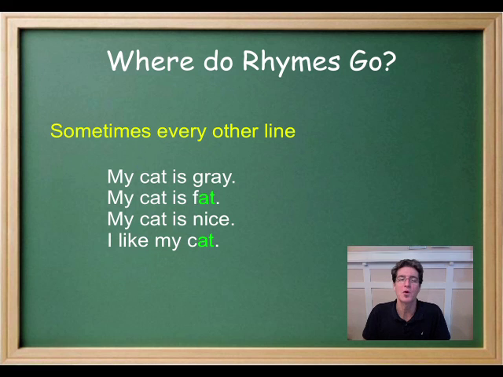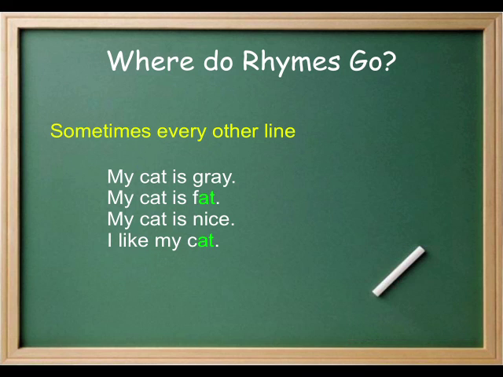Here's a short little poem I wrote. It goes, my cat is gray, my cat is fat, my cat is nice, I like my cat. Now you see what we've done here? In addition to the fat cat, where we put the rhyme inside the line, I also rhymed the second line and the fourth line. Fat and cat there. And that comes up with a very nice sounding poem with a little bit of rhymes.